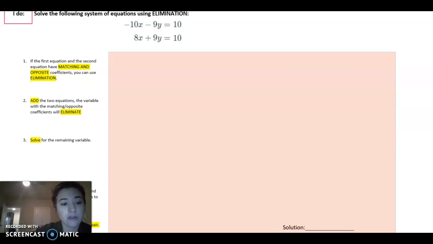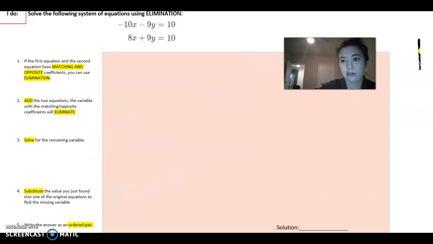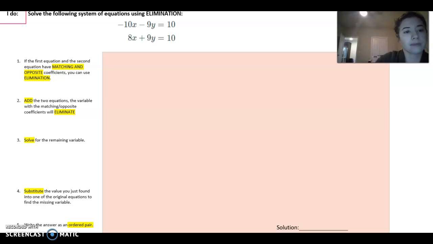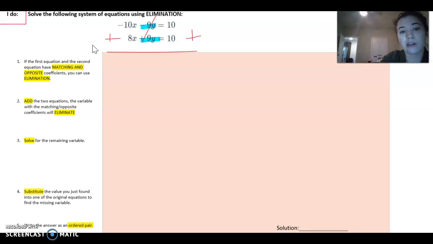All right, so I'm going to solve this using elimination. I'm going to move my little camera up to the corner. The first thing I'm going to do is, if the first equation and the second equation have a matching and opposite coefficient, use elimination. So I see that we have this -9 and this +9. I see we have matching and opposite, so that tells me I'm going to use elimination. Those are going to cancel out with each other, -9 and +9. -10 plus 8 gives us -2x equals 20. 10 plus 10 gives us 20.